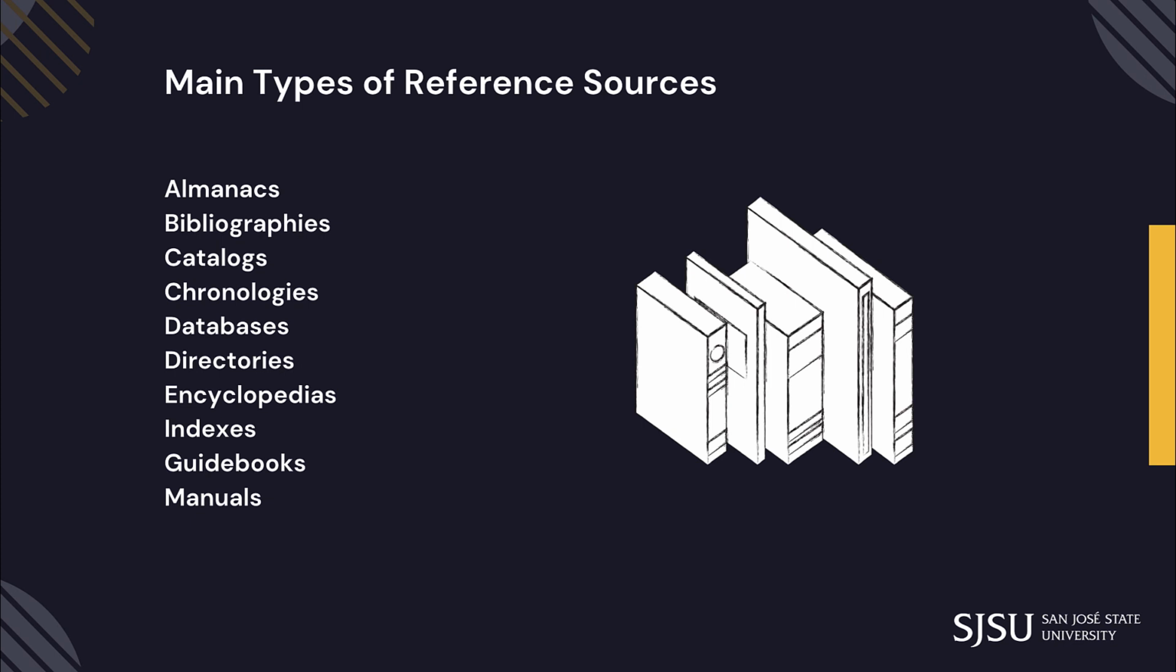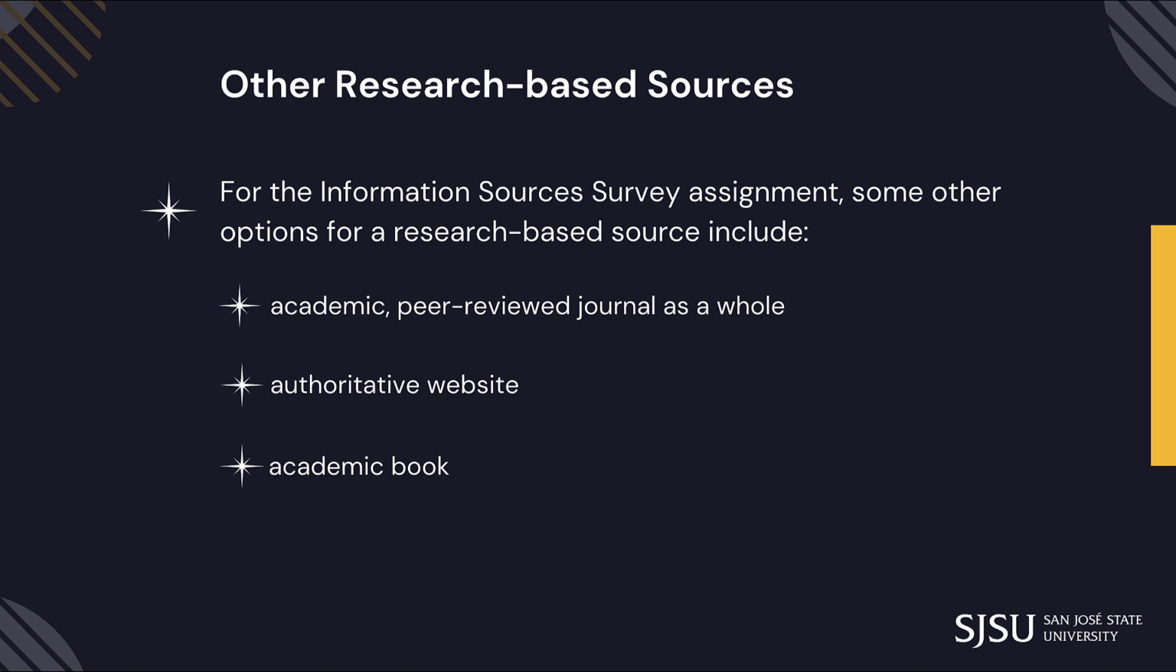One important thing that I should point out is that for your information sources survey assignment, you can also look at a few other types of sources other than standard reference sources when it comes to a research-based source for your information community. And these include academic peer-reviewed journals as a whole, so not individual articles, authoritative websites, and academic books. We'll go over some examples a bit later in part 2, but essentially these sources, like the reference sources we just looked at, occur later in the information cycle and contain authoritative information.